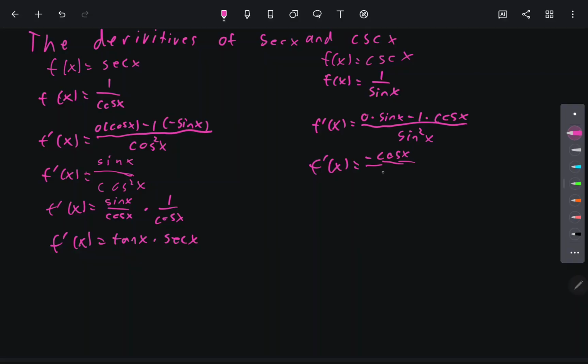Cosine of x all over sine of x squared. Okay, so then if that's the case, then f prime of x must be equal to negative cosine of x over sine of x times 1 over sine of x. So for our answer, we get f prime of x is equal to negative cotangent x times cosecant x. Alright.